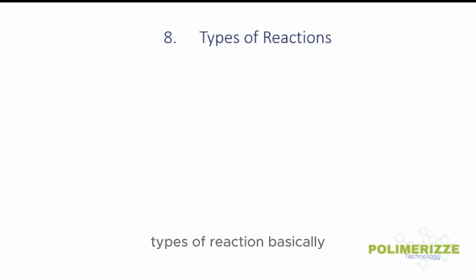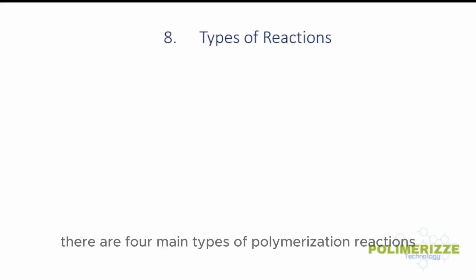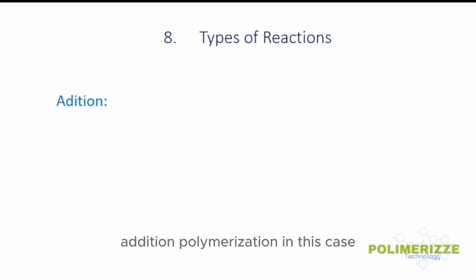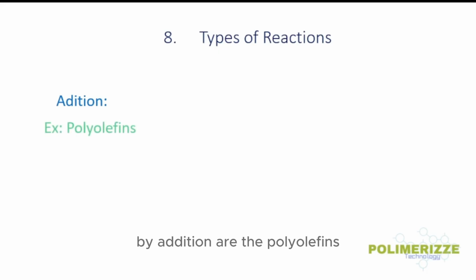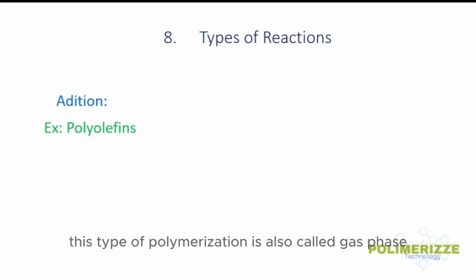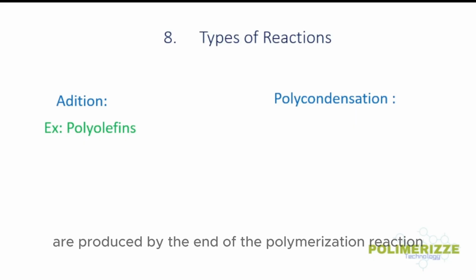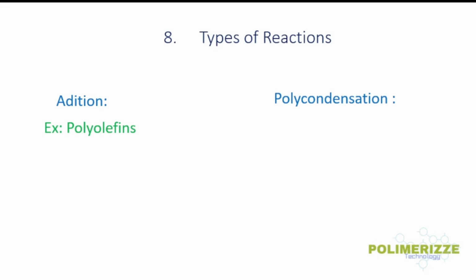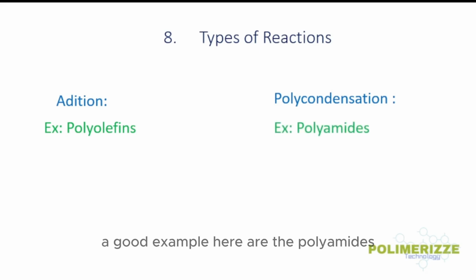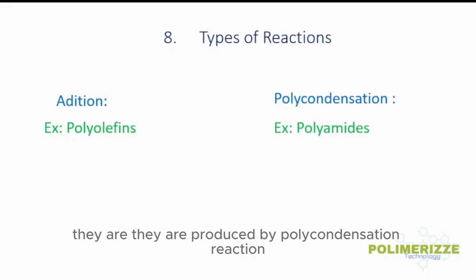Types of reaction. Basically, there are four main types of polymerization reactions. Addition polymerization. In this case, the monomers are added one to each other until they create the macromolecule. A good example of those polymers by addition are the polyolefins. This type of polymerization is also called gas phase polymerization. Polycondensation. In this case, moisture or water is produced at the end of the polymerization reaction. And a good example here are the polyamides. They are produced by polycondensation reaction.